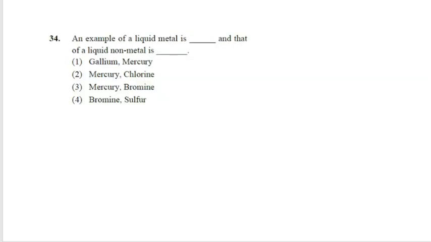The next one is a simple one based on the physical states. They are asking for a liquid metal and a liquid non-metal example. We already know about the liquid metal, right? So mercury is a liquid metal. And what about the liquid non-metal? Right, the reddish brown or reddish orange liquid is bromine, which is a non-metal. So the liquid non-metal is bromine, and mercury is a liquid metal, and hence the third one is the correct one.